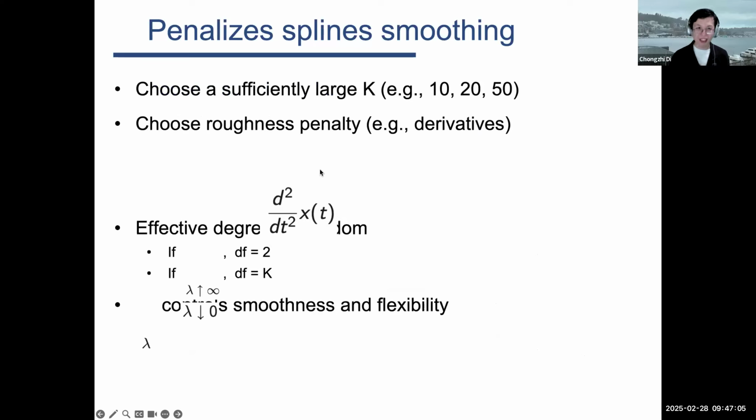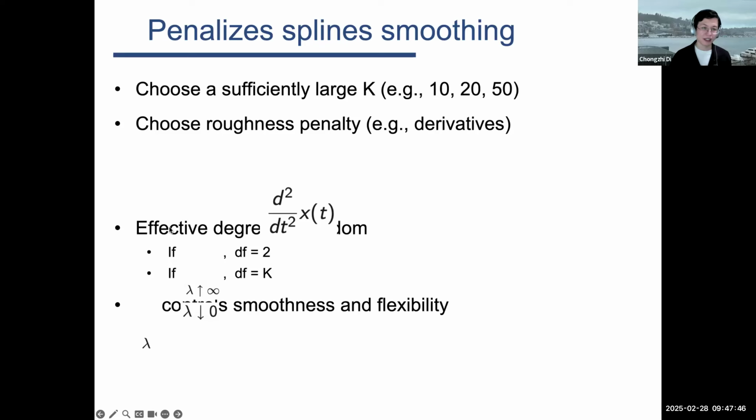Overall, if you want to use penalized spline smoothing, the procedure is we typically choose a sufficiently large number of basis functions. I would say at least 10. I typically use maybe 20 or even up to 50, depending on the type of the data you're looking at. And then we use the so-called roughness penalty. For the penalty, we typically choose derivatives of the curves, because if the derivative is large, it means it changes very quickly, right? So if we want to control the derivative, the change is more smooth.